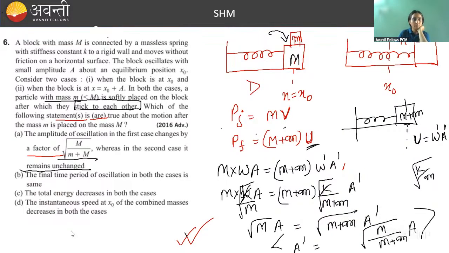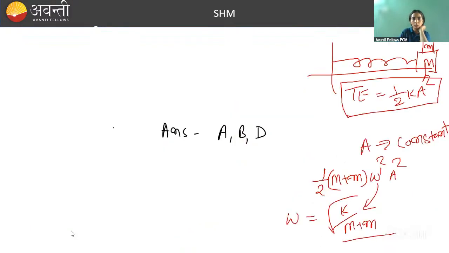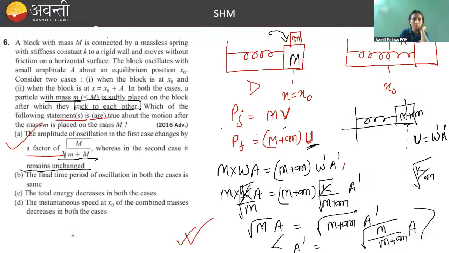ओके, first क्या है? In the second case amplitude is not going to change. Yes, so one is true. The final time period of oscillation in both the cases is same. Yes, it is same. Why? Because in both the cases omega will be same. ओमेगा दोनों ही केस में क्या होने वाला है? k by M plus m. So time period is what? 2 pi by omega. So time period will be same.